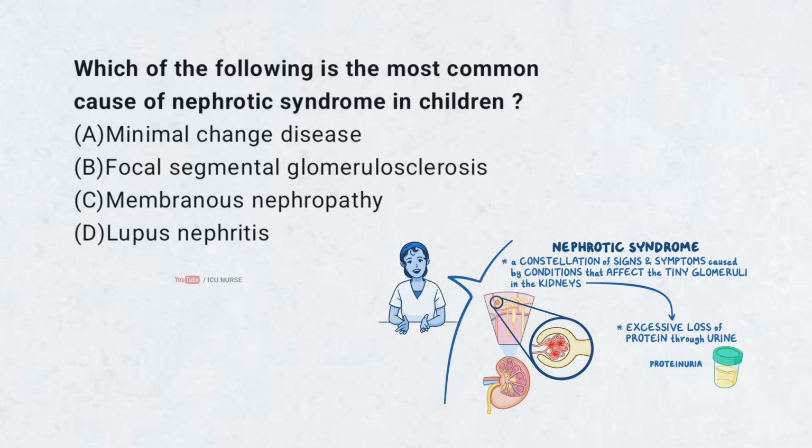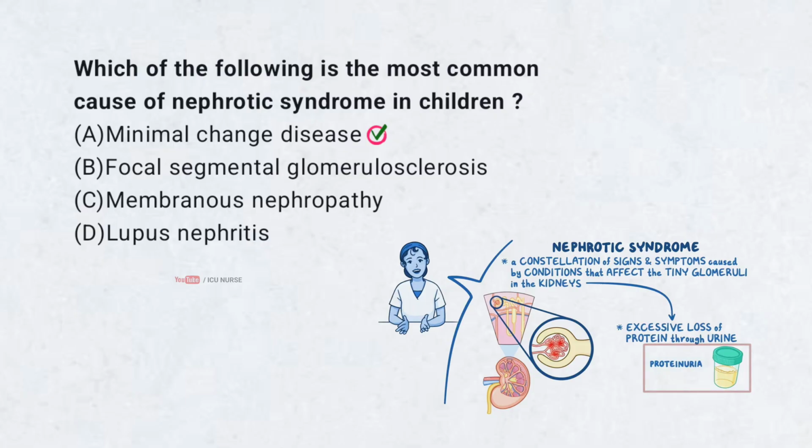Which of the following is the most common cause of nephrotic syndrome in children? A. Minimal change disease. B. Focal segmental glomerulosclerosis. C. Membranous nephropathy. D. Lupus nephritis. Correct answer A. Minimal change disease. Minimal change disease accounts for about 90% of nephrotic syndrome cases in children.